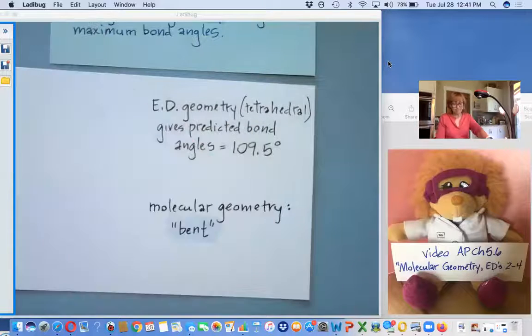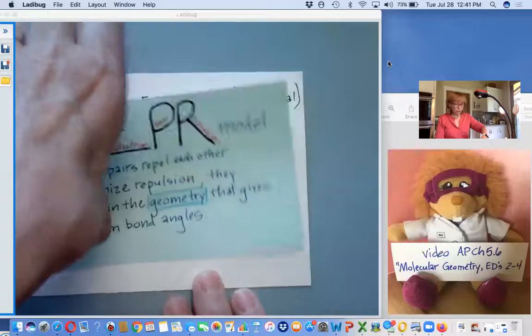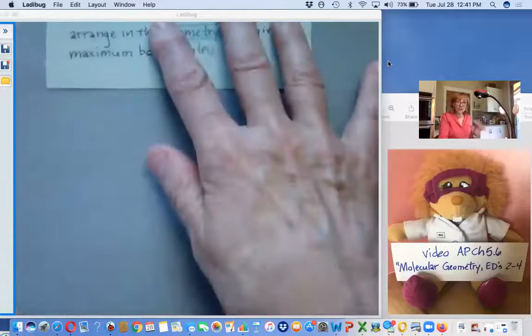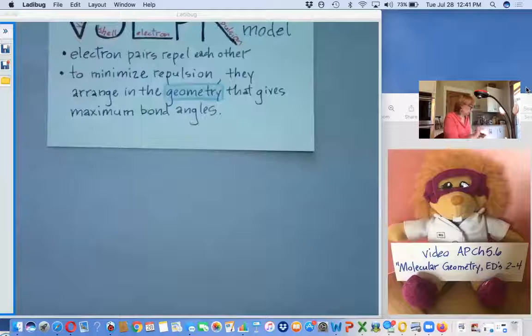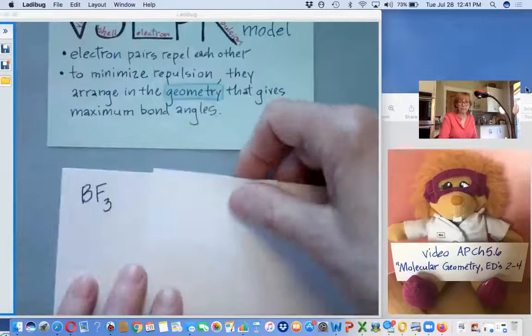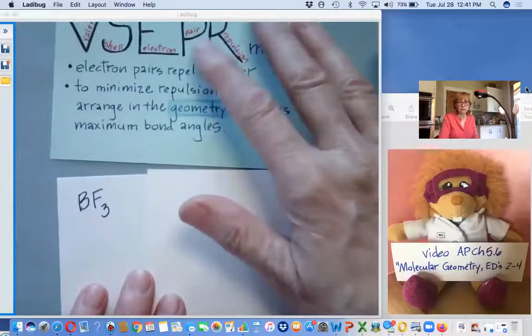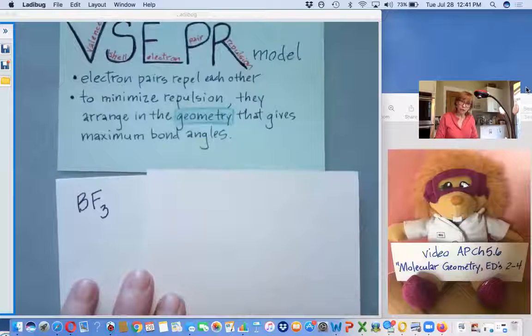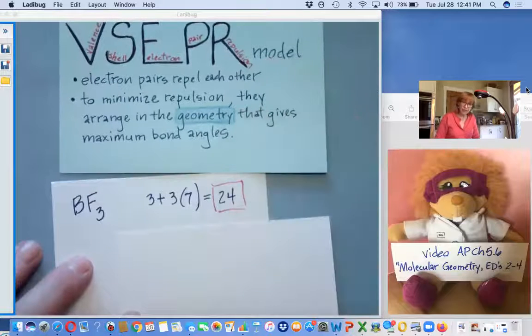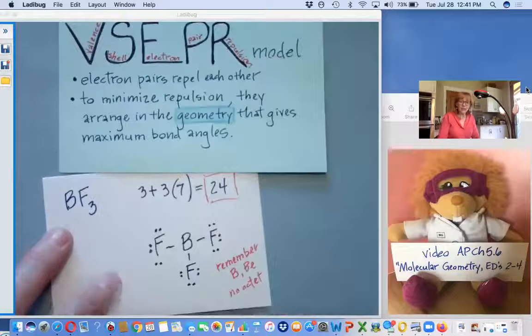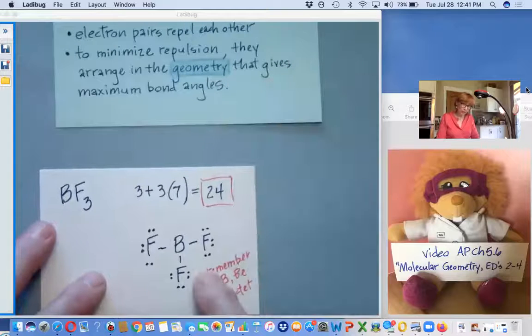All right. Now I want you to draw the electron dot diagram for boron trifluoride, BF3. Again, pausing the video if you need to take a minute to draw that. Here's first step where we add up all the valence electrons. And this is the electron dot diagram that you would draw.